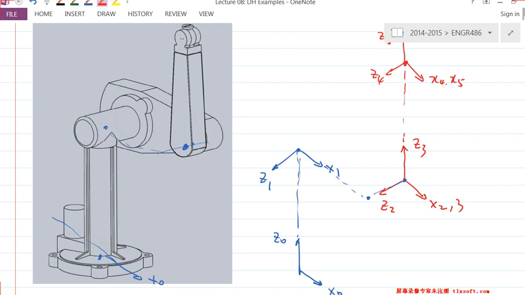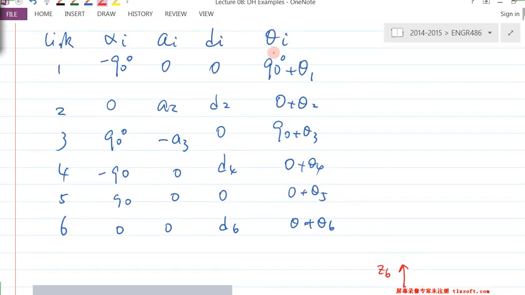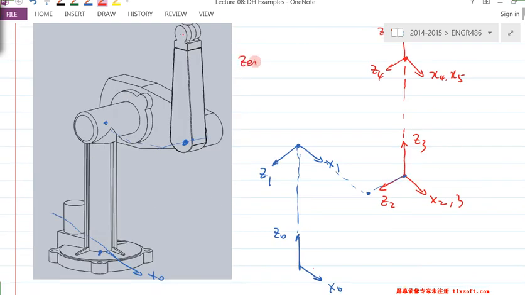What is the relationship between two adjacent x-axes for this frame assignment? x0 and x1, x1 and x2, x2 and x3, x3 and x4, x4 and x5, and x5 and x6, they are all parallel, which means the initial angles of theta are all what? 0 degrees. They are all going to be 0 degrees. So this location is what I call the zero position.